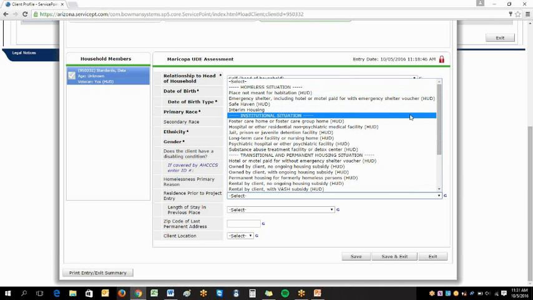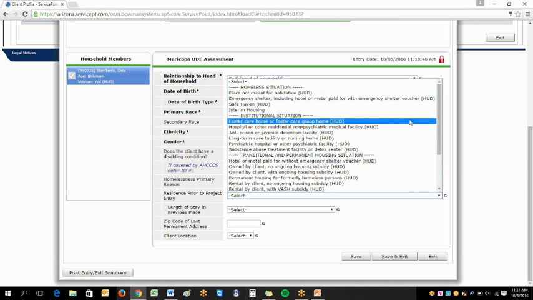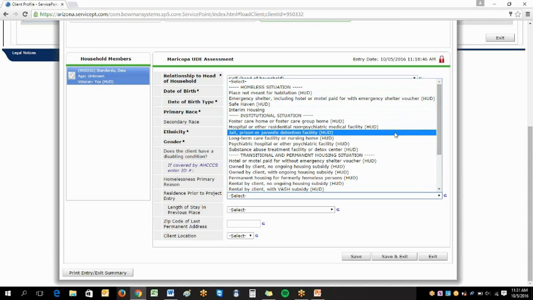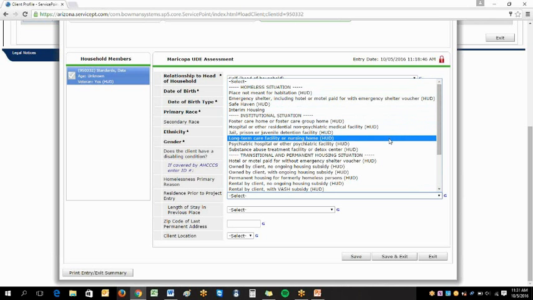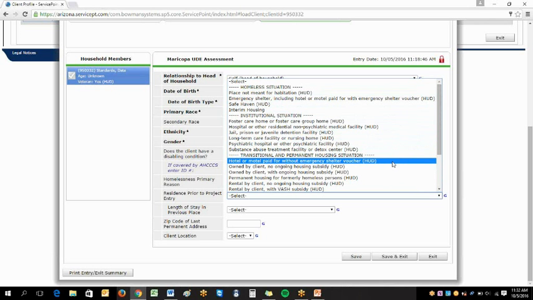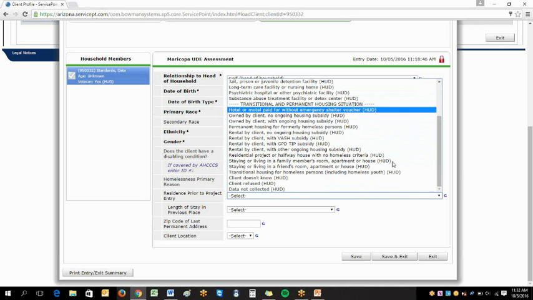Next, you have institutional situations: a foster care home or foster care group home, hospital or other residential non-psychiatric medical facility, jail, prison, or juvenile detention facility, long-term care facility or nursing home, a psychiatric hospital or other psychiatric facility, a substance abuse treatment facility or detox center.